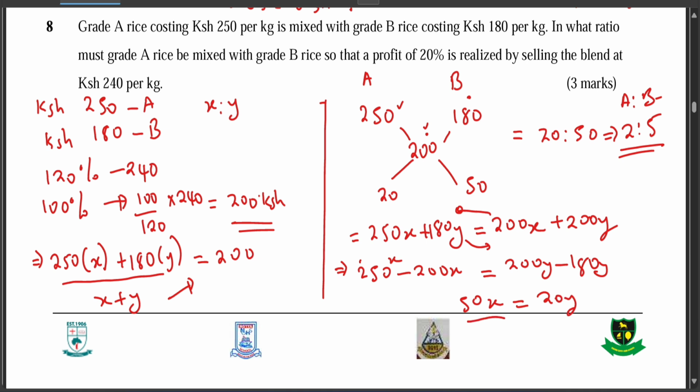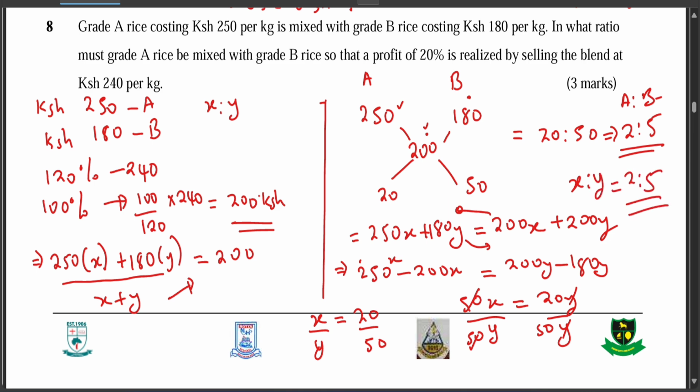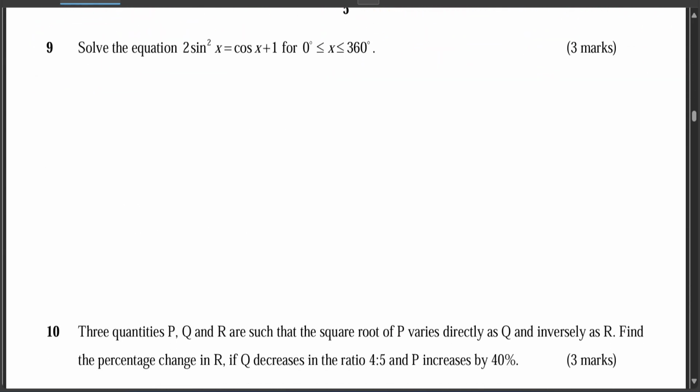So let's divide by y, and then divide by 50. So your ratio x is to y, or x over y, will be 20:50. In short, the ratio will just be the same. So x is to y is just 2:5 again. So that's the first method. This is the second method. Whichever you'll use, you'll get a correct answer.